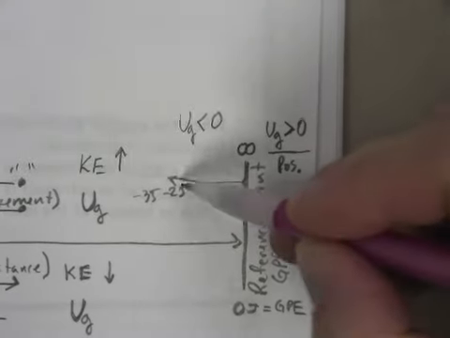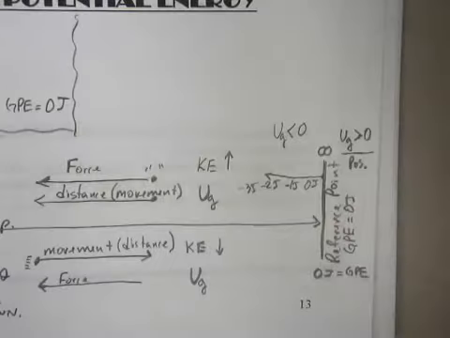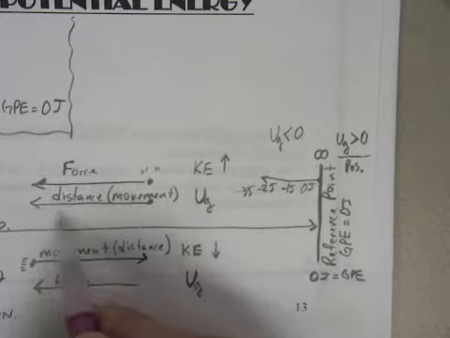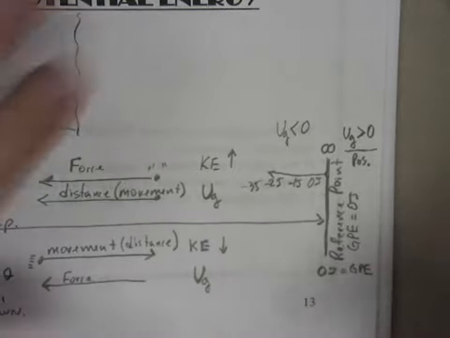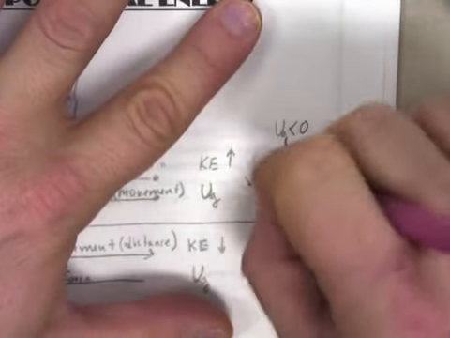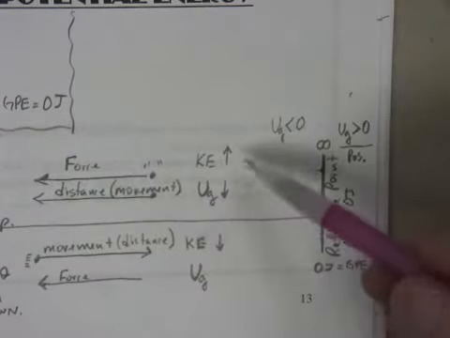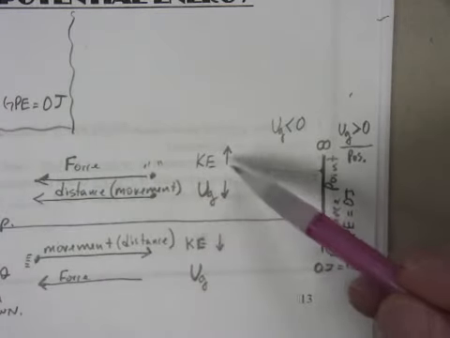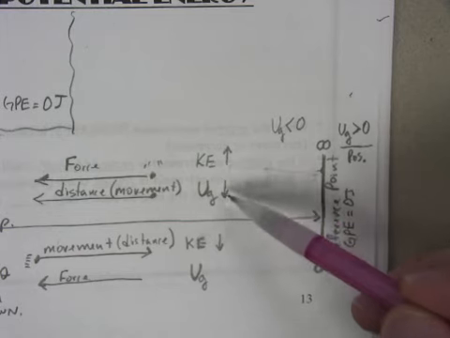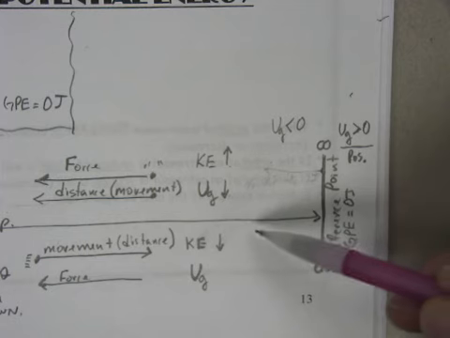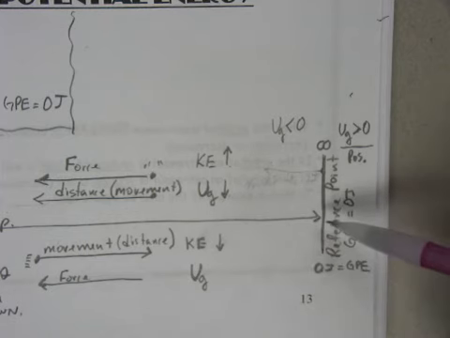So as we move this way, as we move away from infinity, the gravitational potential energy actually becomes a little bit smaller. And so what we're going to say is the gravitational potential energy decreases. So look at what I've got. As I move to the left, the kinetic energy goes up because I speed up, and the gravitational potential energy goes down because I get further and further away from the reference point, which is where gravitational potential energy is zero.